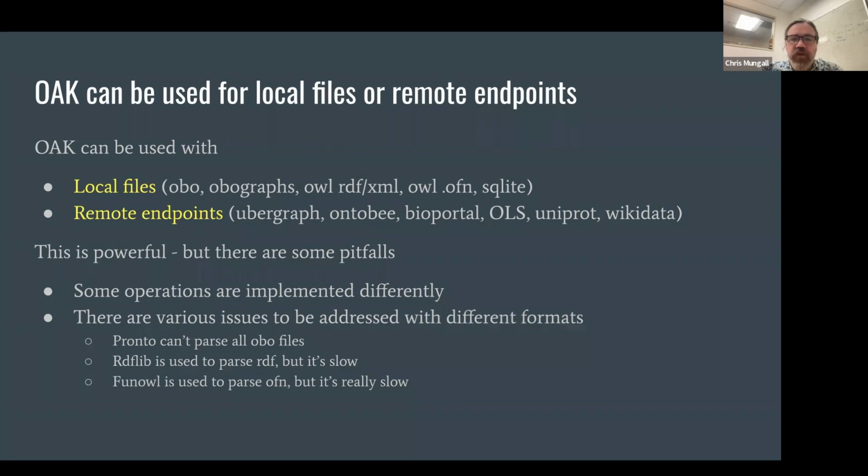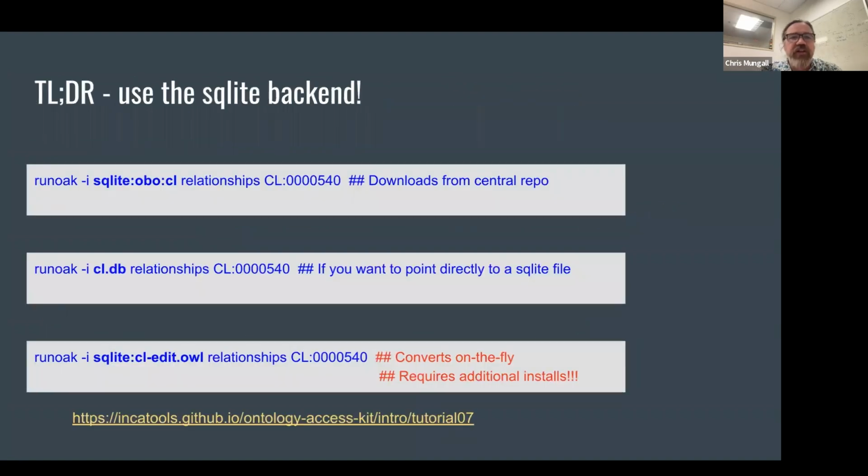Another caveat is that you can work with OWL serializers, RDF/XML, but we're using a library behind the scenes called RDFlib, which is a little bit slow to parse some of our larger ontologies. The same goes for the funowl library that we use to parse functional syntax. So the TLDR here is, for most use cases, your best bet is to use the SQLite backend. You don't need any separate installations here. If you just install Oak, then they should all work.